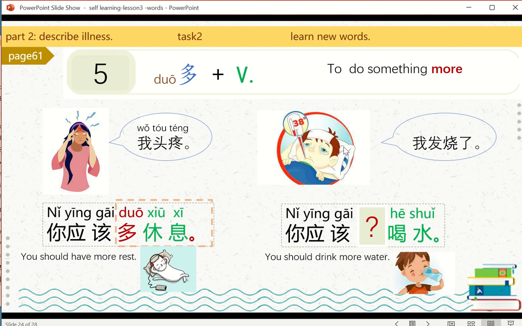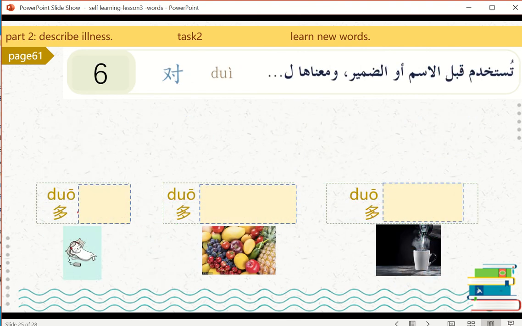Having fever. Do you remember how to say it? 发烧。我发烧了。What suggestion could you give? For example, you should drink more water. 你应该多喝水。You should drink more water. So here we say 多休息，多喝水。They all follow the structure 多 plus a verb to say to do something more. 好，这是多。Another word, 对. You can read with me as always.